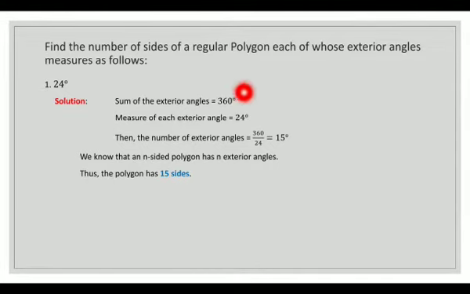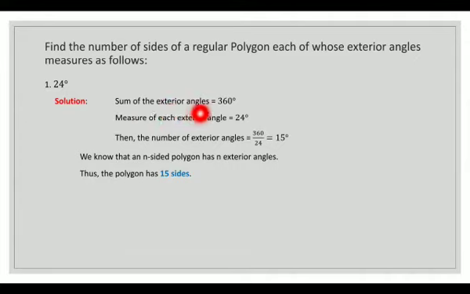Let's solve sums based on it. Find the number of sides of a regular polygon, each of whose exterior angles measures as follows. We have given the exterior angle, we need to find the number of sides of a regular polygon. So how to solve this sum? The angle given is 24 degrees.